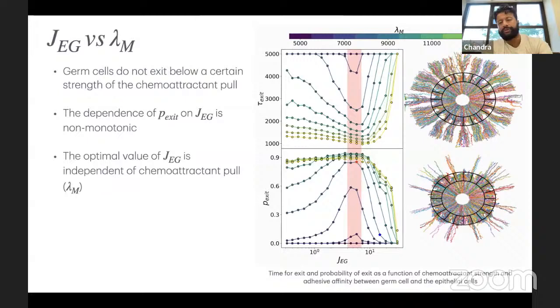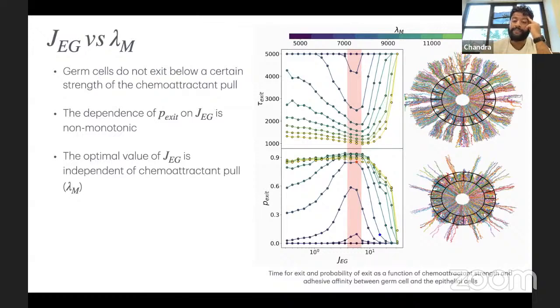So the two things that we wanted to vary to study the system were, one, the strength of the chemoattractant that is pulling the germ cells outside, and two, the additive affinity between the epithelial cell and the germ cell. We found something very interesting. Of course, if the strength of the chemoattractant is very weak, the germ cells don't exit.